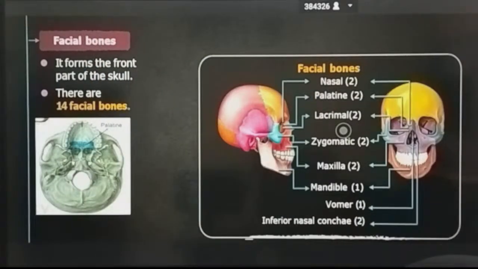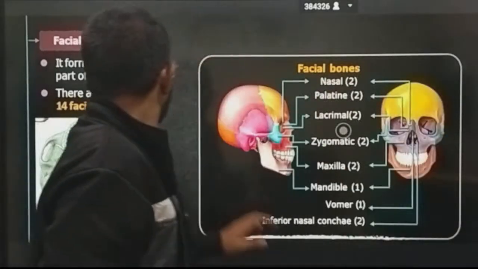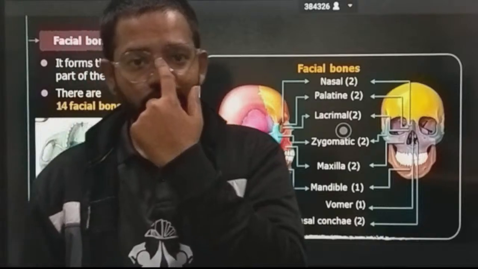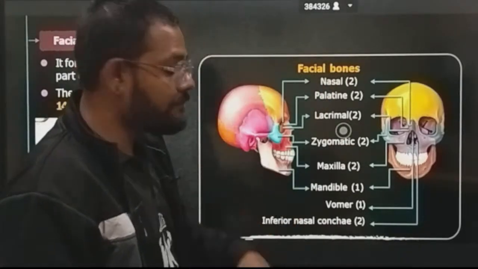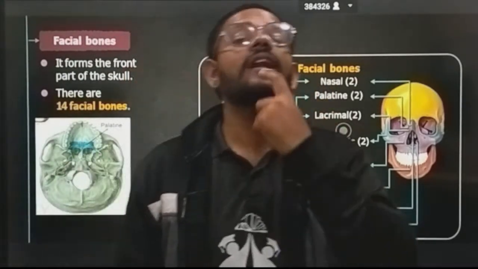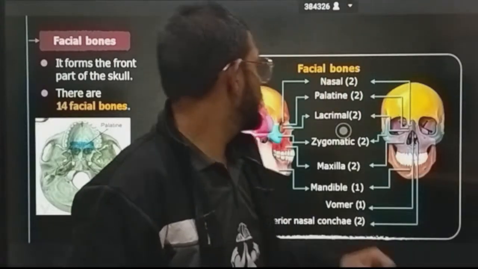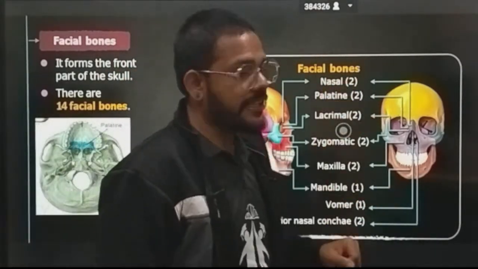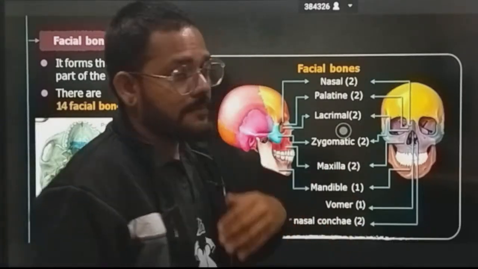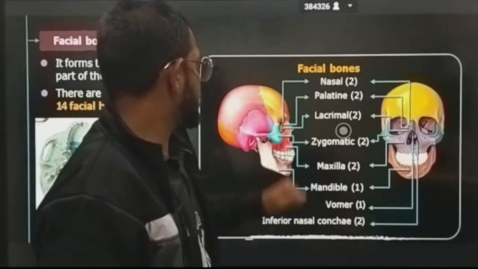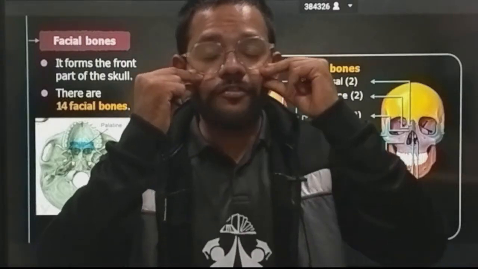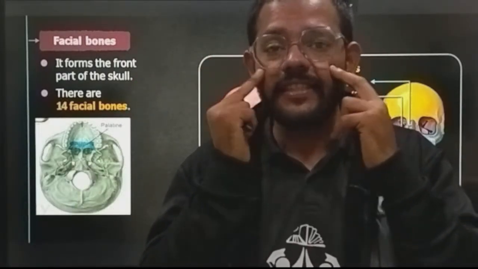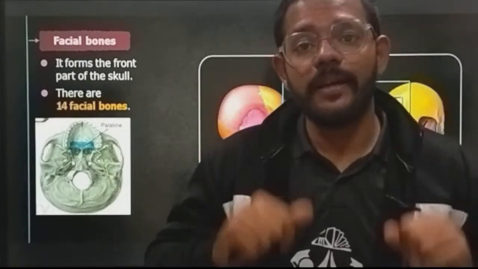So these are all your facial bones, which are 14 in number. The nasal bone, present here on your nasal side, 2 in number. The palatine bone, 2 in number. Then you have the lacrimal, 2 in number, present behind, or inferior to, your nasal bone. Then the zygomatic bone, which forms your cheek; the cheek prominence is because of this zygomatic bone.